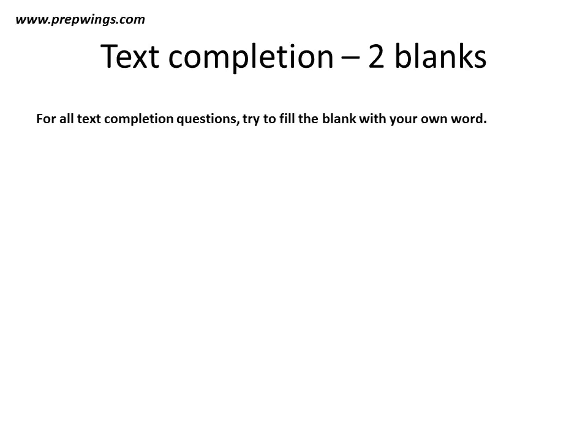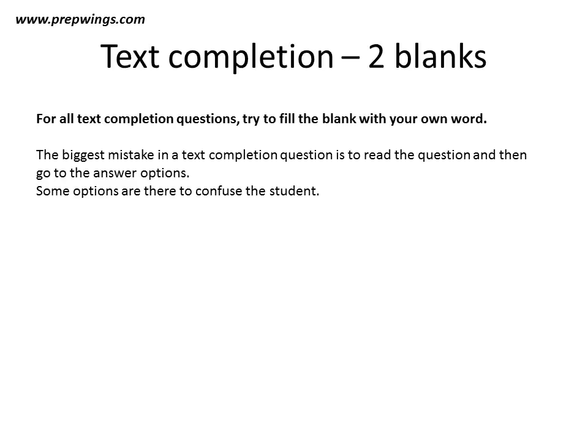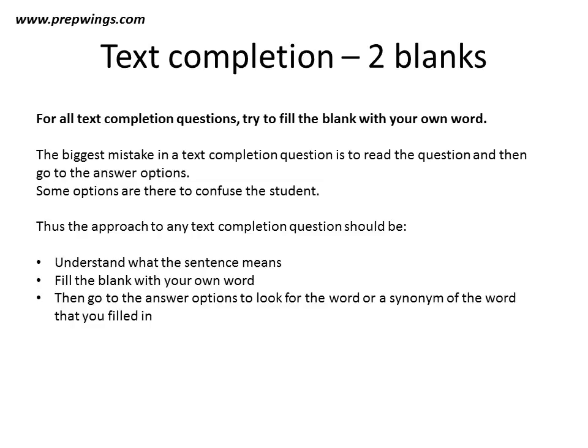Okay, in this video we'll talk about text completion for two blanks. For all text completion questions, we'll try to fill the blank with our own word. The biggest mistake in a text completion question is to read the question and then go to the answer options. Some options are there to confuse the students. Thus our approach to any text completion question should be: understand what the sentence means, then fill the blank with our own word, and then go to the options to look for the word or synonym of the word that we filled in.